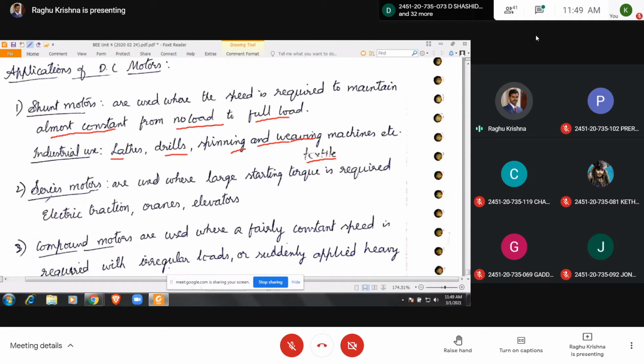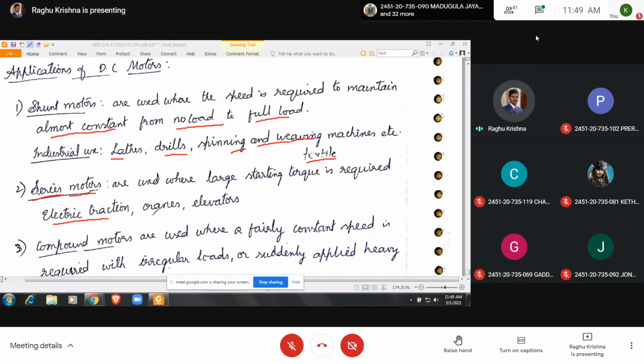Now coming to series motors. Series motors are used where large starting torque is required. Example, electric traction. Electric traction means electric trains. Previously we used to have DC series motors in electric trains, so DC series motors are used in electric traction. Nowadays, three-phase induction motors are used. Previously we used DC series motors to run these electric trains.